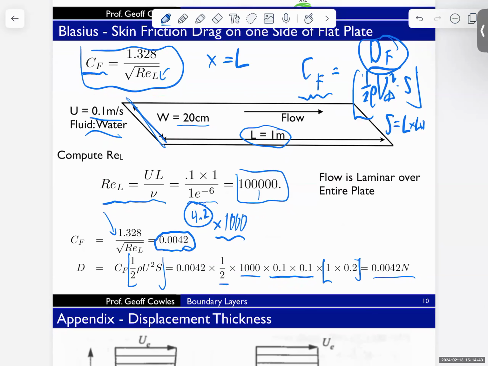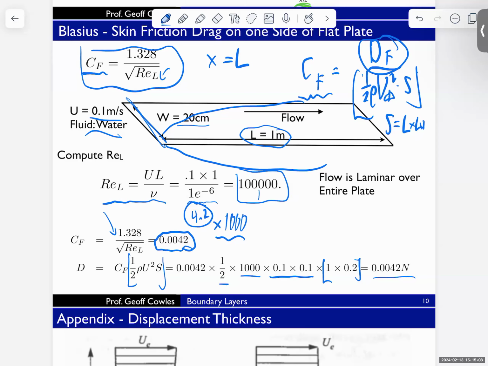If this plate was somehow hovering in the flow, not on the seabed but just swimming through the flow, so that there are boundary layers on the top and the bottom, I would then have to multiply this by 2. You can think of this two ways. One is, hey, I just computed the drag on one side of the plate using this formula, but really it's affecting both sides of the plate, so I'm going to multiply it by 2.